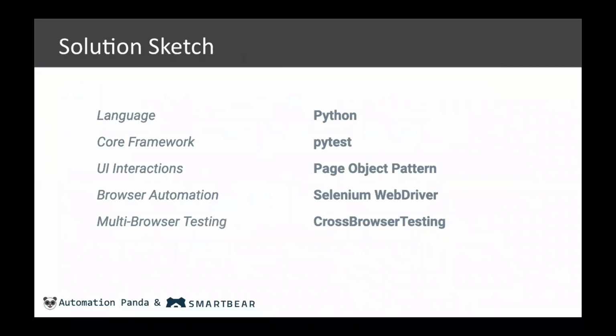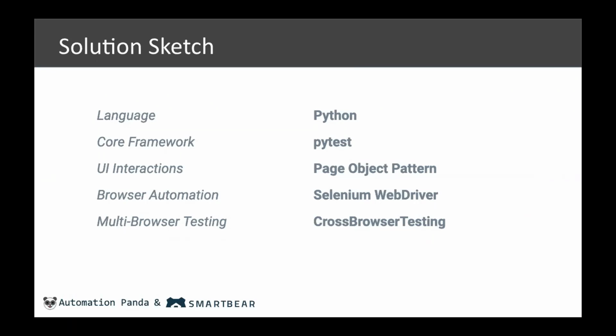In this webinar today, we'll show how to build a very basic web UI test automation solution using Python. Why Python? Because Python is awesome. I personally love Python very much, and I find it's very easy to get big things done quickly with a minimal amount of code.